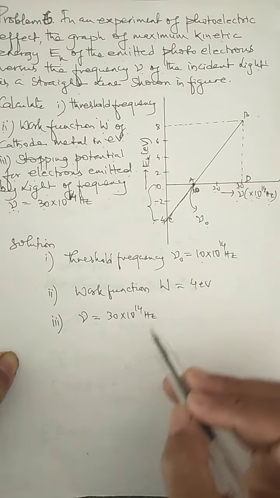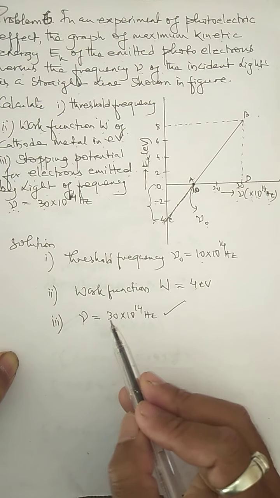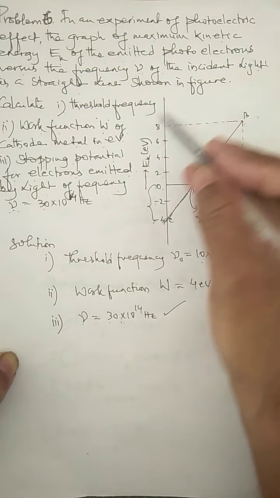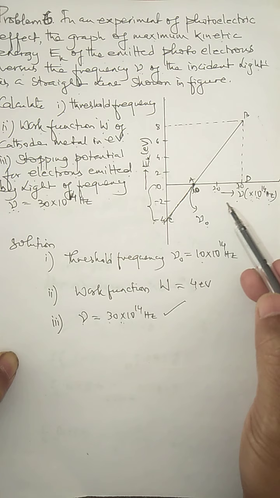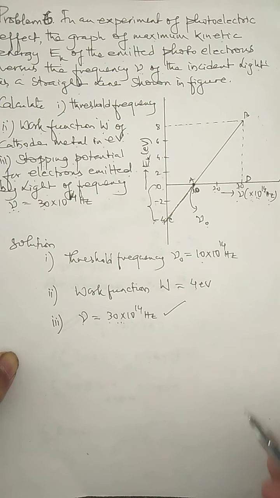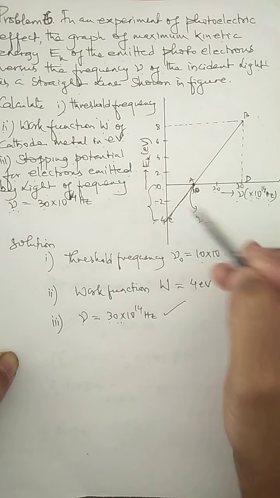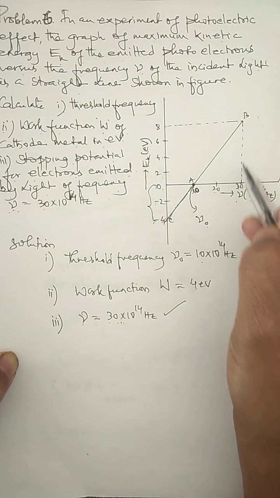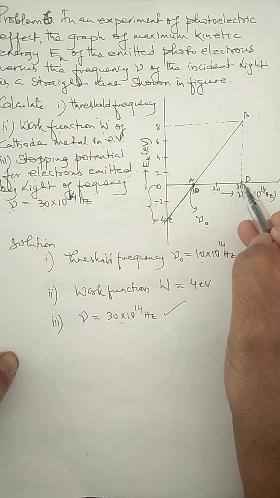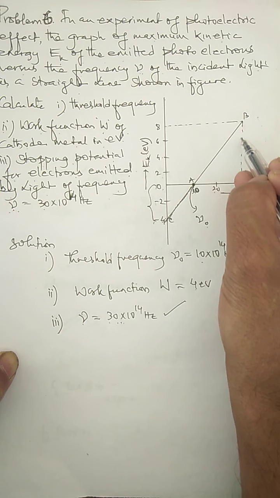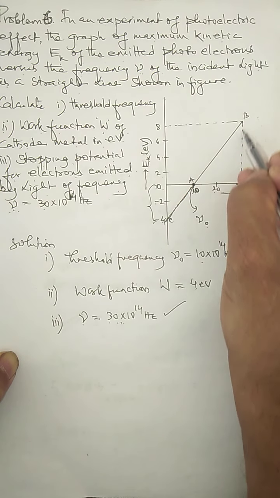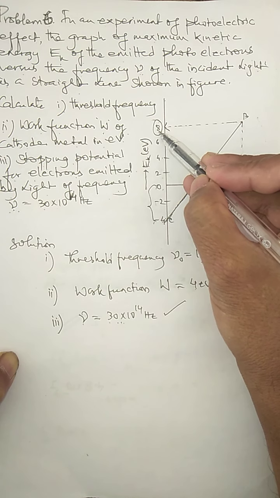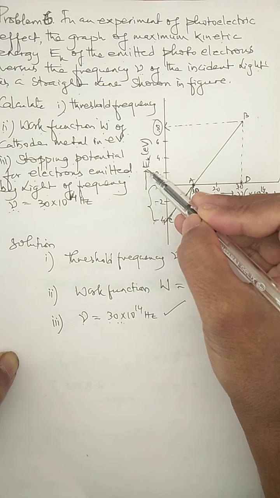But stopping potential we need to calculate at this frequency, that is 30 into 10 to the power 14 Hertz. But this frequency can be seen from the graph also. So at this frequency, first we calculate what? Maximum kinetic energy. See, if you look at this straight line graph, this is frequency 30 into 10 to the power 14 Hertz. At this frequency, there is a dotted line which has already been drawn. You can see the line which is meeting at this point. So this is 8 electron volt, and that is the maximum kinetic energy of photoelectrons.